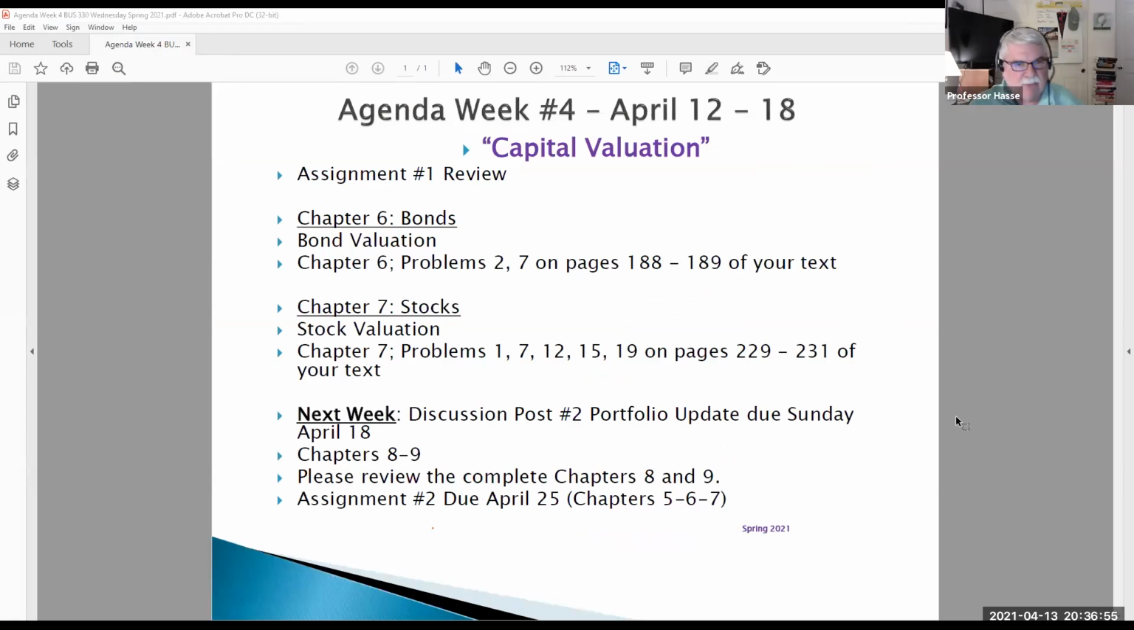Again, if you have not completed assignment 1, please do so in the next day or so I can get it graded and post it to Blackboard for your first assignment grade. Remember, assignment number 1 is 10% of your course grade.